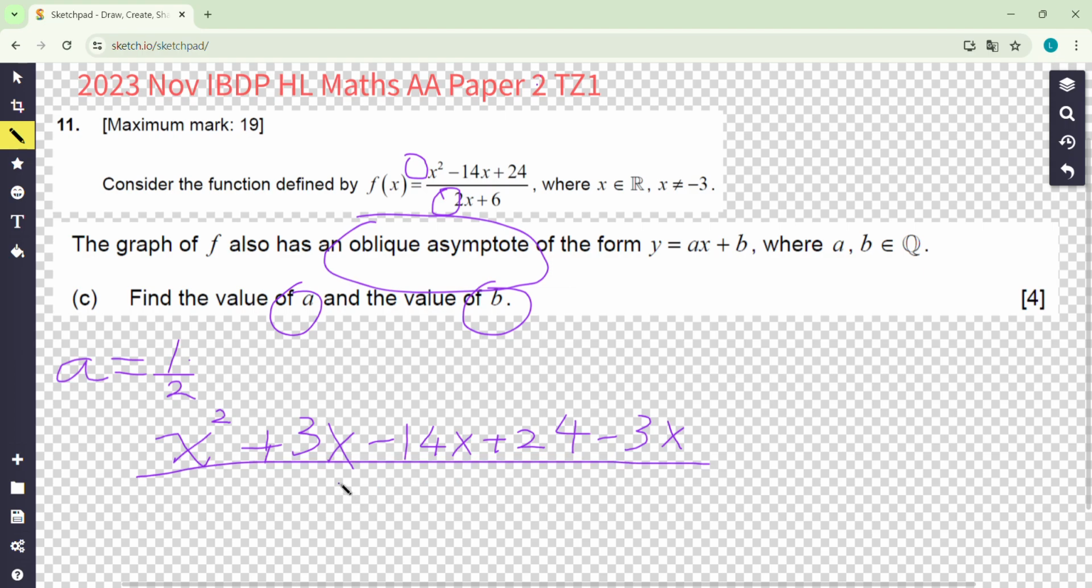So you got the thing. So it is 2x plus 6. So you take out the first part. Okay, it is 1/2. And what is left behind is minus 17x plus 24 over 2x plus 6. Compare the coefficient of the largest one again. This time is negative 17 over 2. So the result of b is negative 17 over 2.